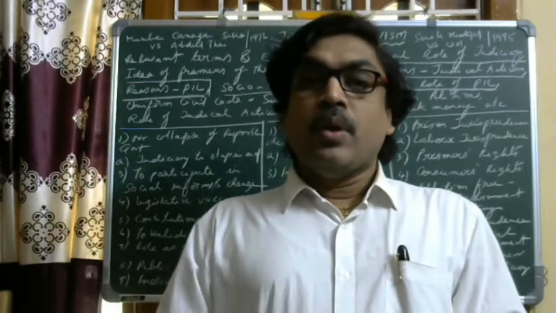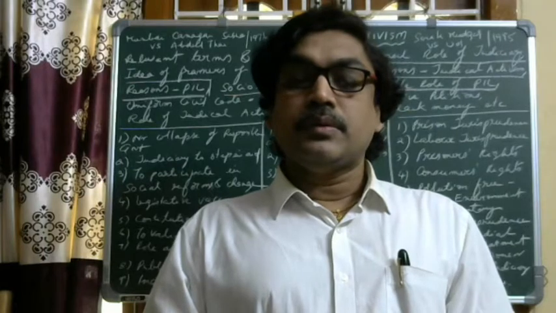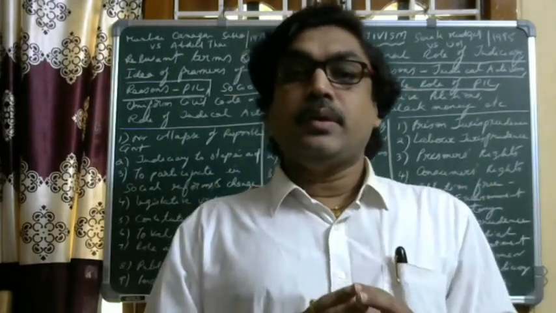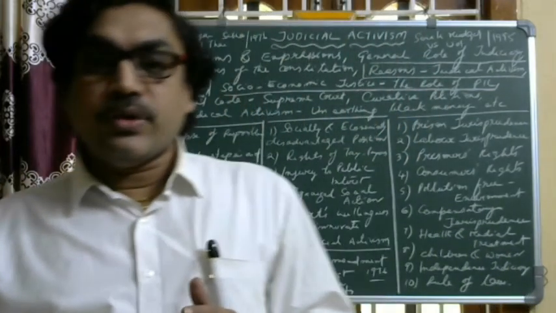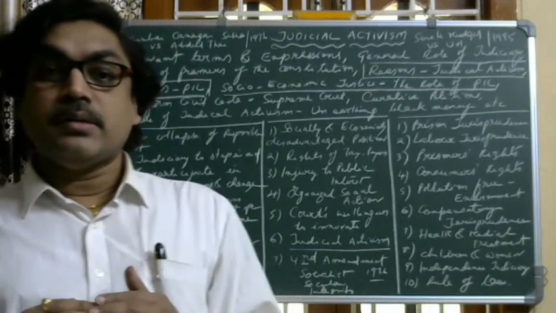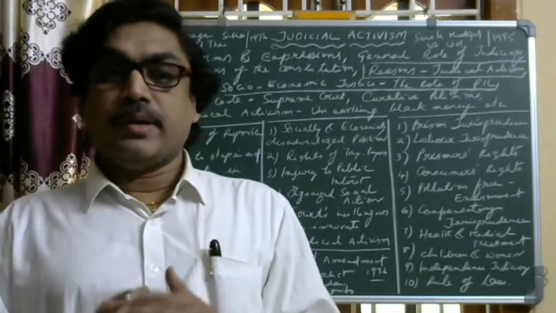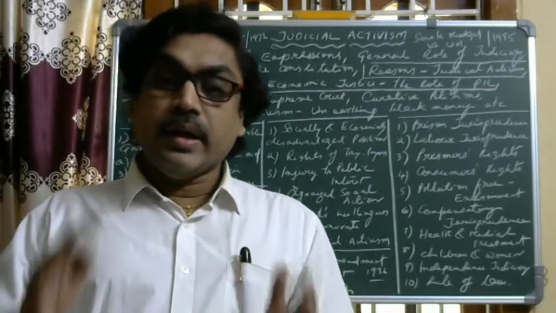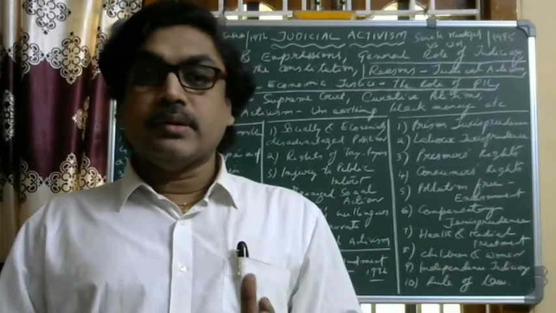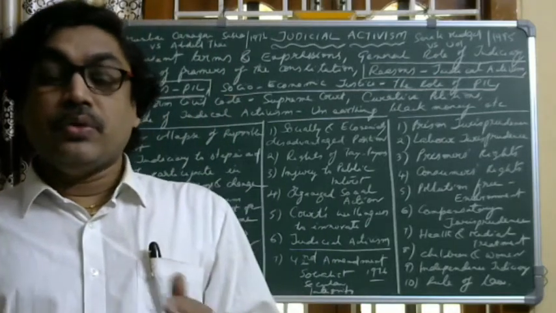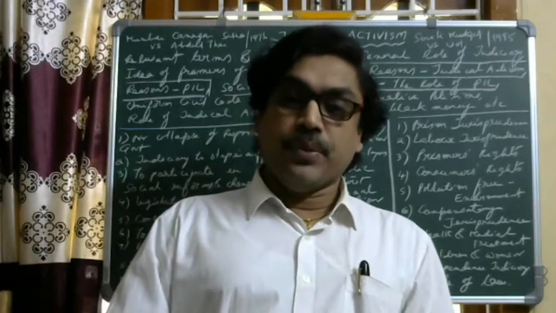So, judicial review means to test the validity of the law passed by the legislature, as well as to test the executive action of the government, whether it is overriding the fundamental rights or not, or whether that law is correct or not. This action of the judiciary is known as judicial review.